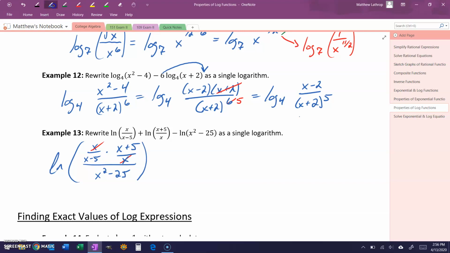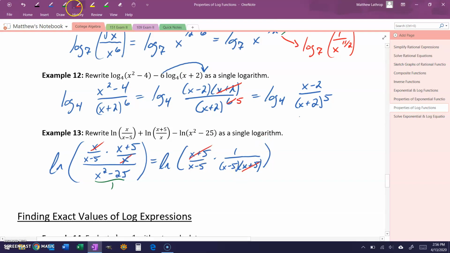X over x in the numerator would cancel, leaving us with the natural log of x plus 5 over x minus 5 times the reciprocal of that expression in the denominator. So if we have x squared minus 25 over 1, this would become 1 over x squared minus 25, or we could go ahead and factor that as x minus 5 times x plus 5. X plus 5 over x plus 5 will cancel, leaving us with the natural log of 1 over x minus 5 squared.